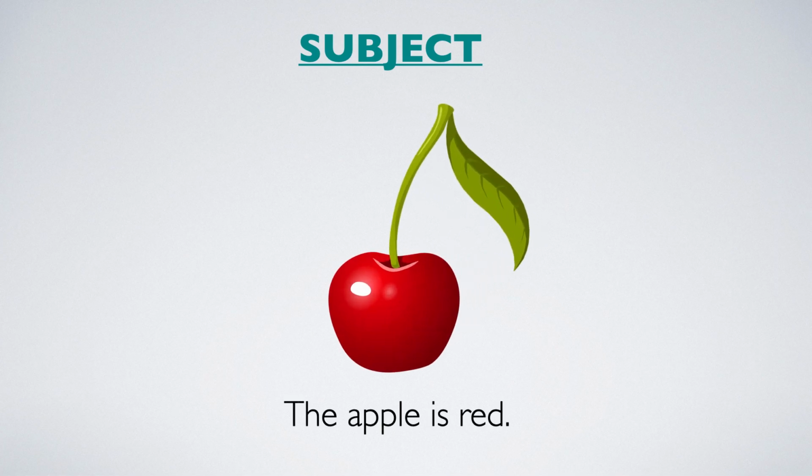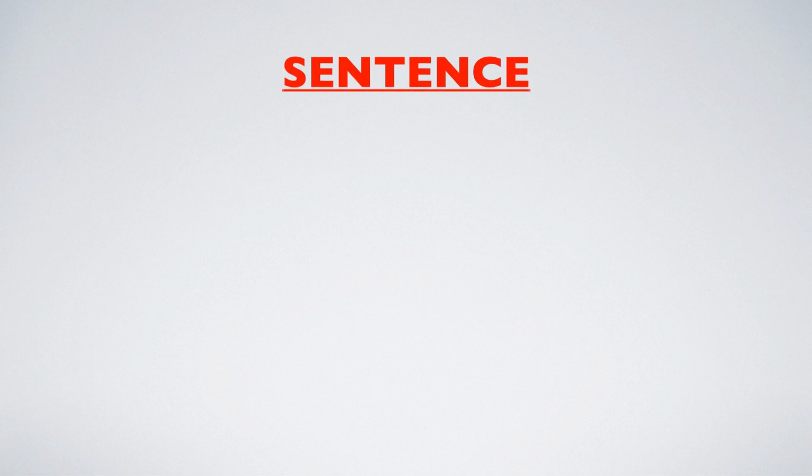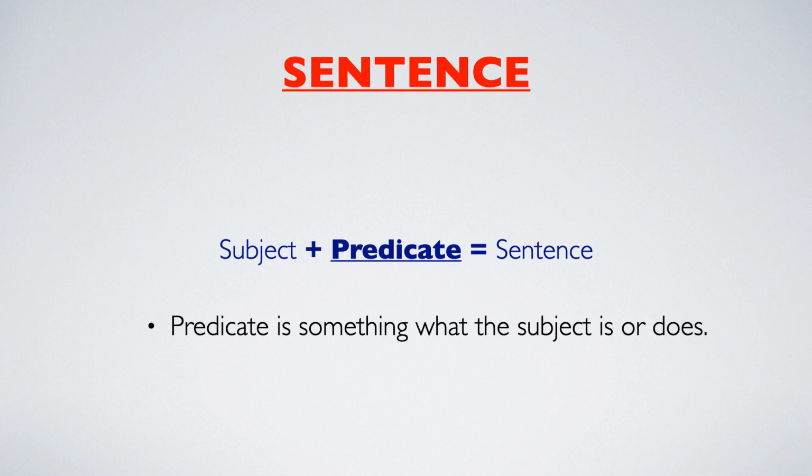Next sentence is, the apple is red. Can you guess what the subject is in this sentence? Apple is the subject because the sentence is all about apple. Now we completed the first part of the sentence and let's move on to the next part of the sentence, that is predicate. Predicate is something what the subject is or does.